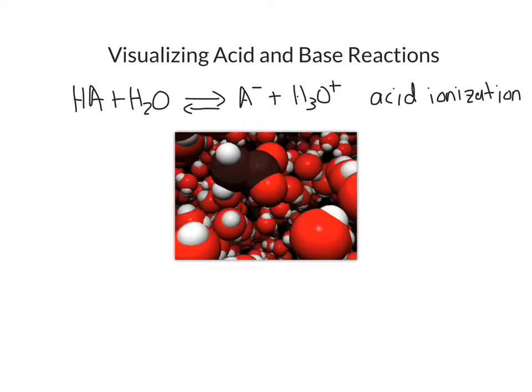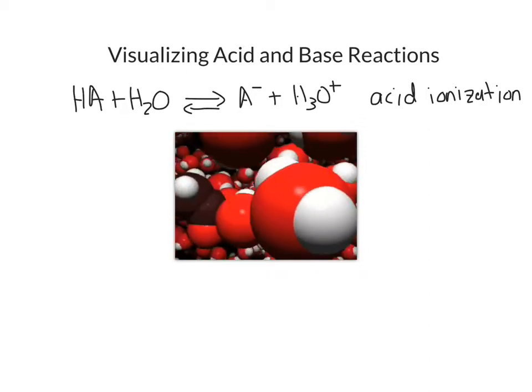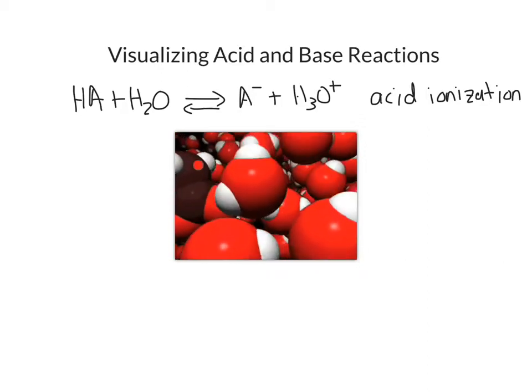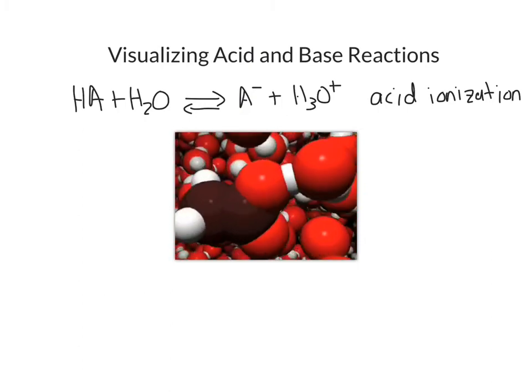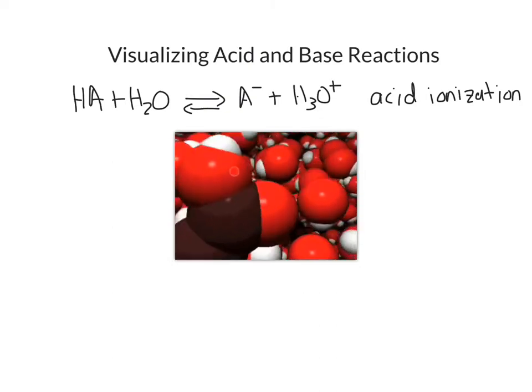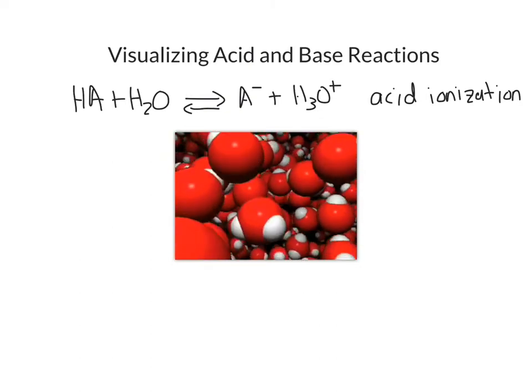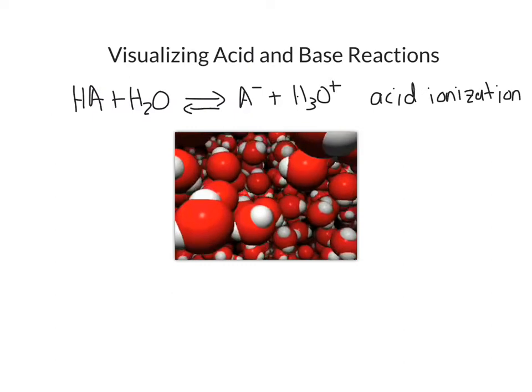We said this reaction can happen in reverse, so let's watch that reaction in the reverse direction. So notice that we have our acetate molecule here, and it can encounter an H3O plus, and the H3O plus can transfer a proton back to the acetate, forming HA, or acetic acid again.